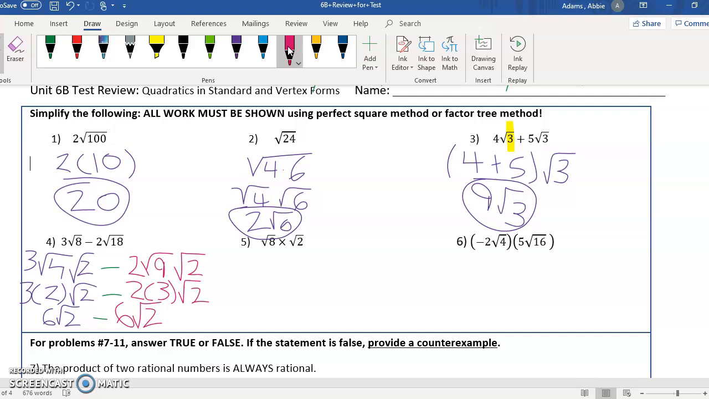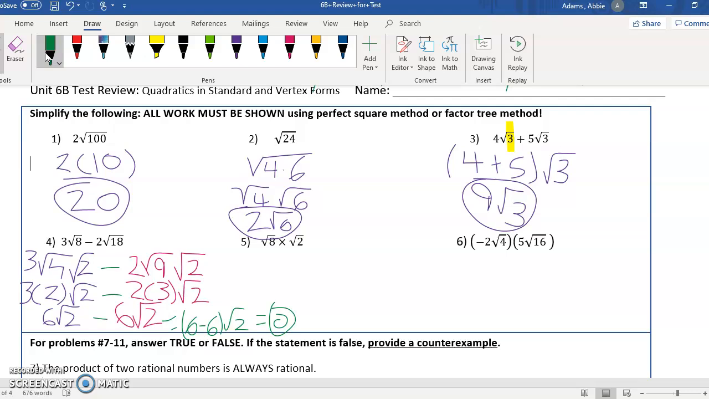So let's look at that. We've got 6 square root of 2 minus 6 square root of 2. They both have that same radical, square root of 2. So we can rewrite this as 6 minus 6 times the square root of 2. Well, 6 minus 6 is 0, and anything multiplied by 0 is 0. So the simplified version of 3 square root of 8 minus 2 square root of 18 is just 0.